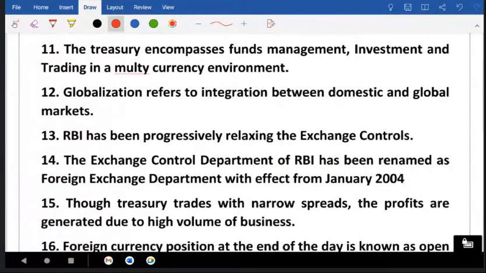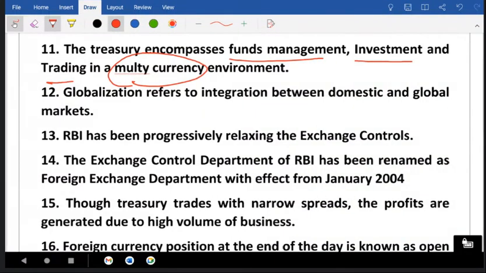So treasury involves fund management, investment, and trading in a multi-currency environment. Treasury deals with multiple currencies, maybe US dollar, maybe Japanese yen, maybe pound, maybe Indonesian dollar, like this. They deal in the multi-currency environment, and they manage the funds, investment, and trading.